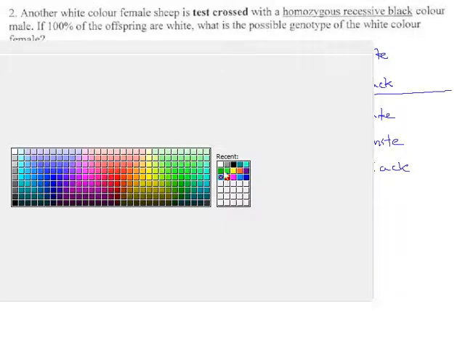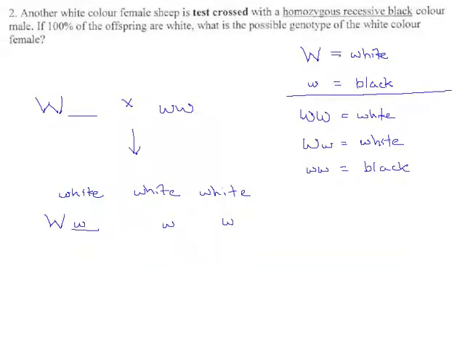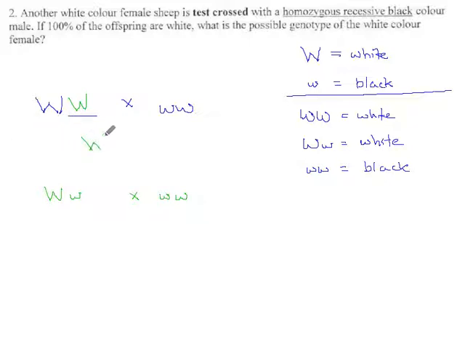Let me give you something a little bit better. Here are the possibilities that we're looking at. Mom could be big W, big W, or mom could be big W, little w. And either way, dad, we know, is a black sheep. He's got two little w's. So what happens when you cross these? In this first case, every one of the lambs will get a capital W from mom, the dominant white allele, and they will get the recessive little w from dad, and they will be 100% white.